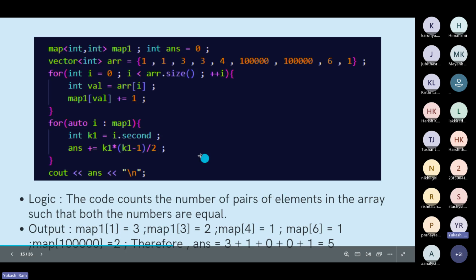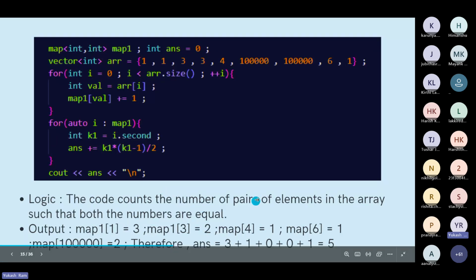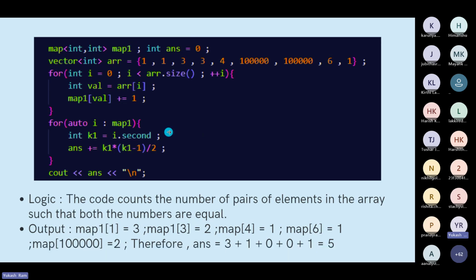So this stores the frequencies, and in the end, k1 into k1 minus 1 by 2 is just combinatorics, counting the number of pairs of elements, or n choose 2. If you have 3 elements, this will compute the number of ways in which we can choose 2 elements. That's what this loop does. So the answer will be 3 plus 1 plus 0 plus 0 plus 1, which is 5. This is one of the very common types of problems you would encounter in competitive programming. That's why I wanted to show how you can use a frequency map instead of a frequency array. Note that if you had a very large number, let's say 10 power 6 or 10 power 7, you wouldn't be able to use a frequency array, because you can't initialize a frequency array with such a large size.